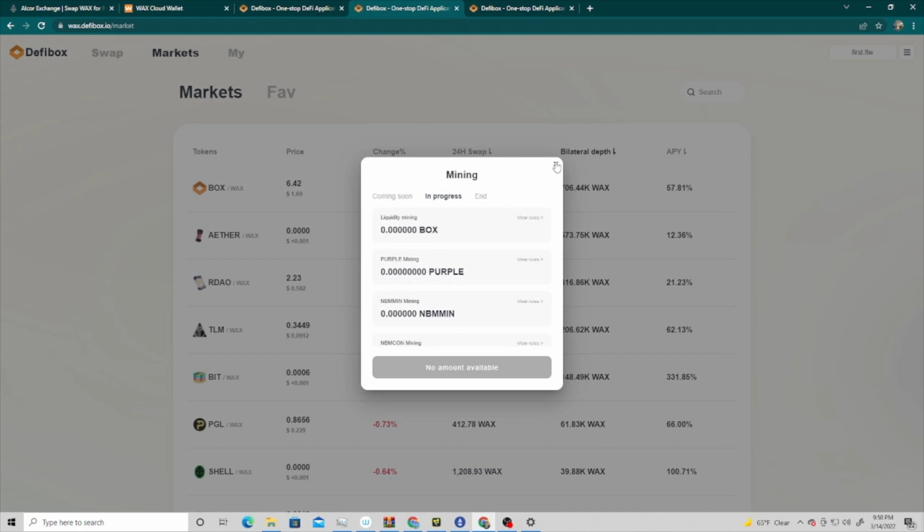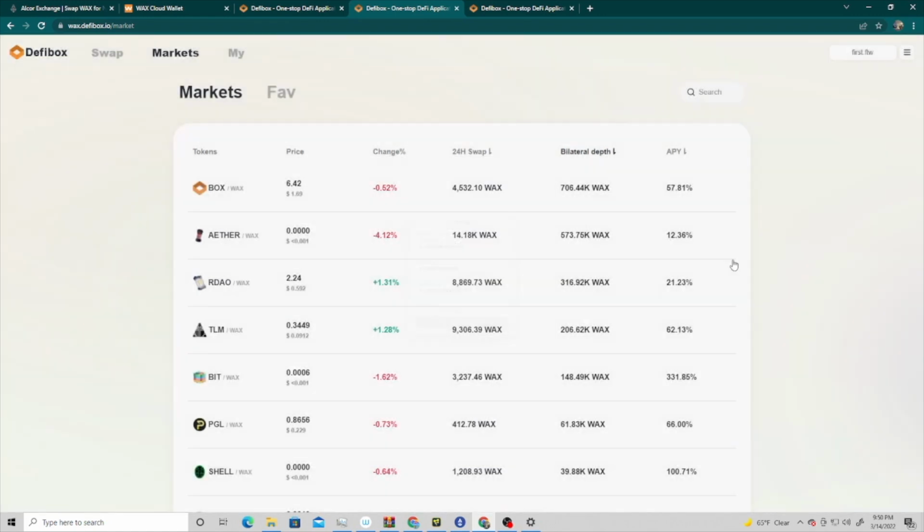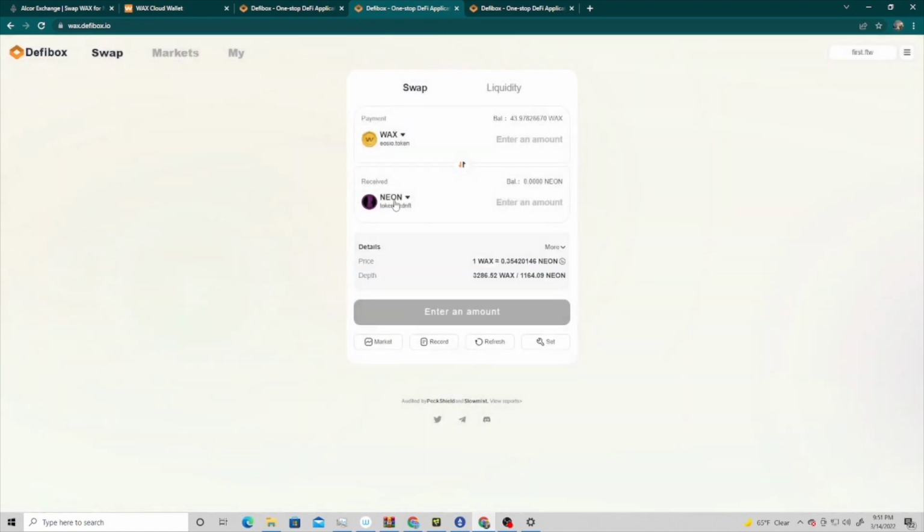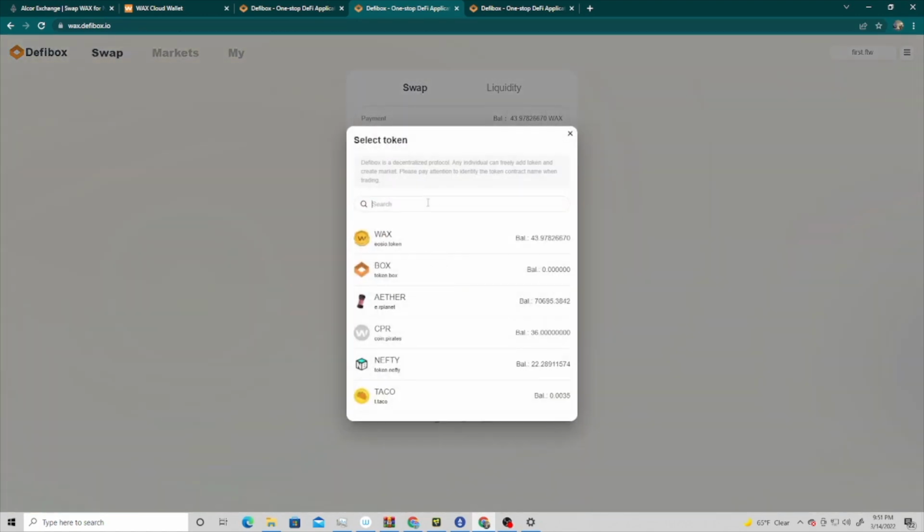To participate in these, you can find whichever corresponding token. So let's find, for example, NBM Minium. This is a Minium from Battle Miners. So let's find that. If we go to swap, we'll do Wax into Minium. NBM Minium, here it is.